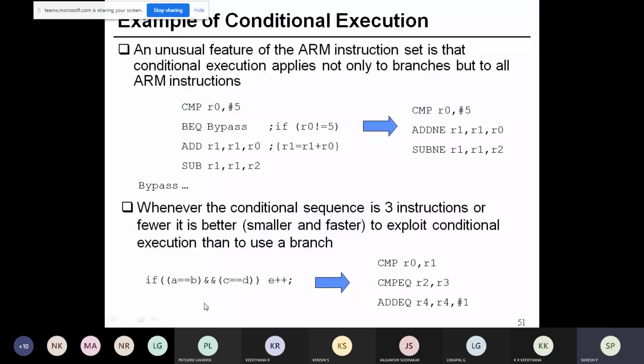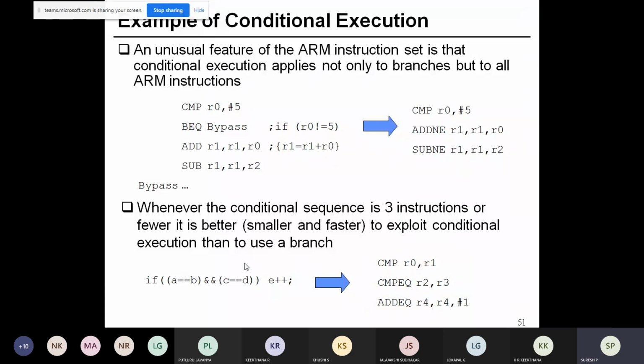Take this particular example: if A equals B and C equals D, then E plus plus. First I am going to compare the values of R0 and R1. R0 has the value of variable A, and R1 has the value of B. After that, I need to compare with equal. If it is equal, it will generate 0. Only if it is 0, it will execute the C equals D check. If not, it will come out.